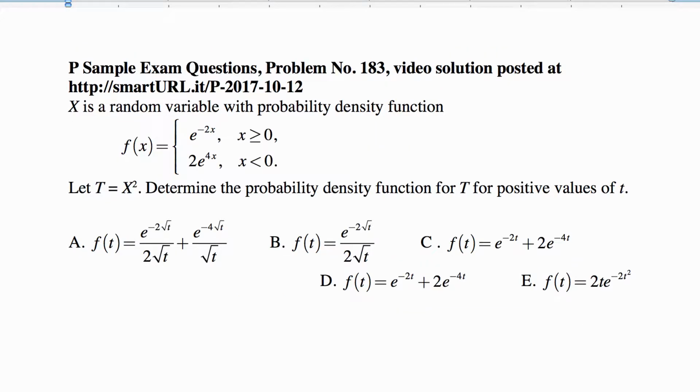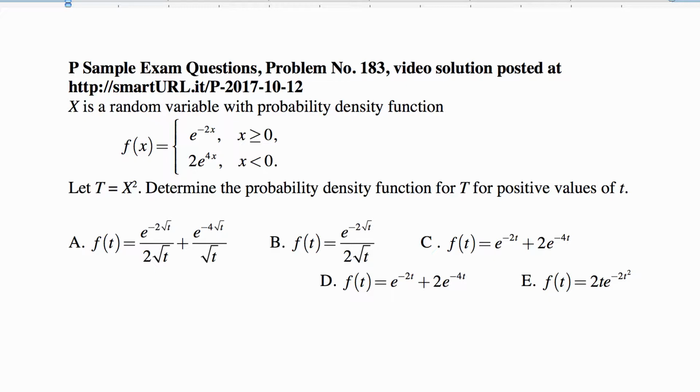We have a problem in probability for exam P. X is a random variable with probability density function equal to e to the minus 2x for x greater than or equal to 0, and 2e to the 4x for x less than 0. Let t equal x squared. Determine the probability density function for t for positive values of t.